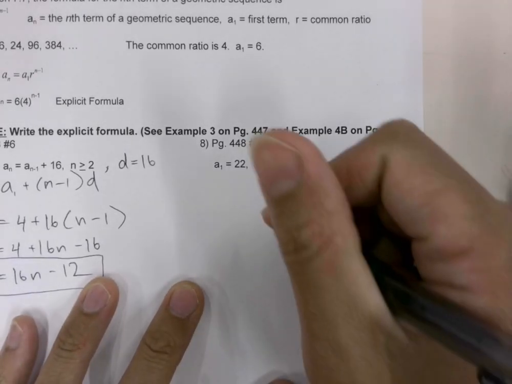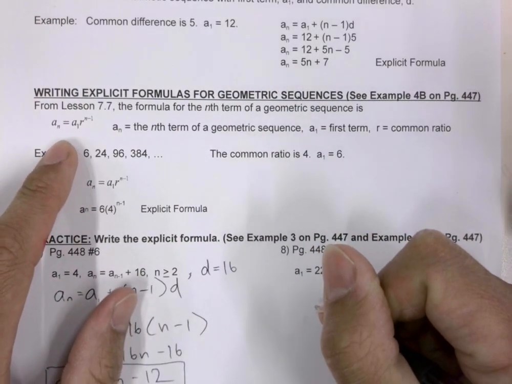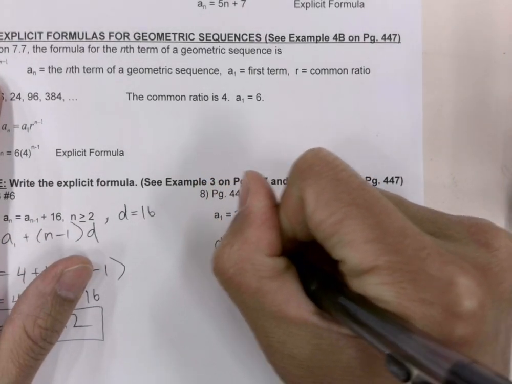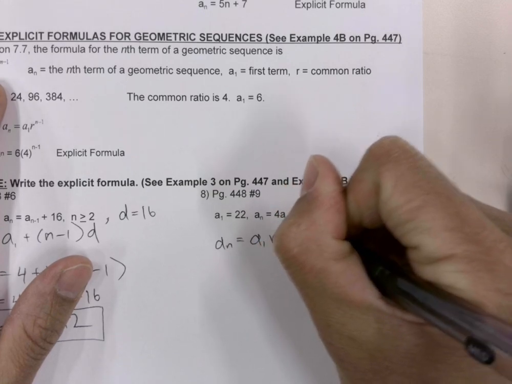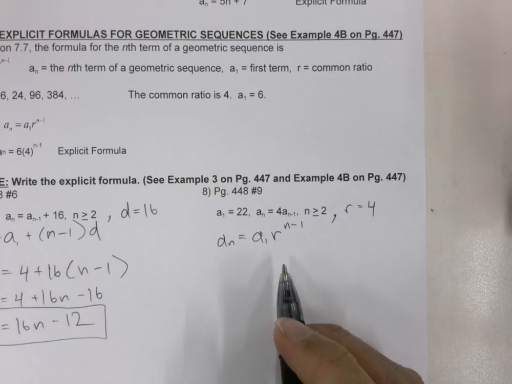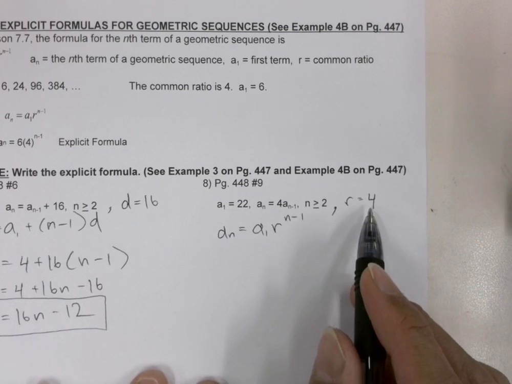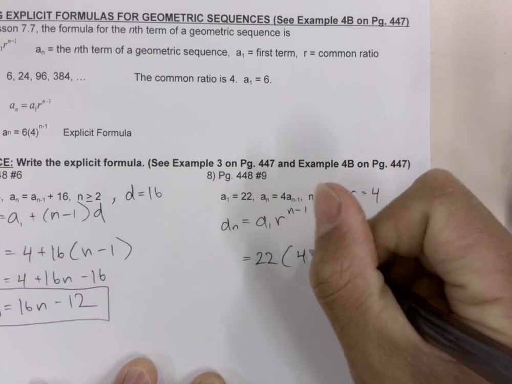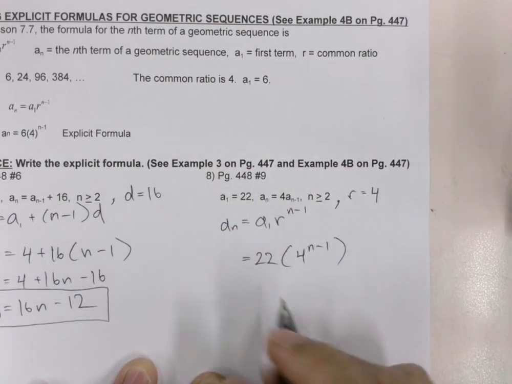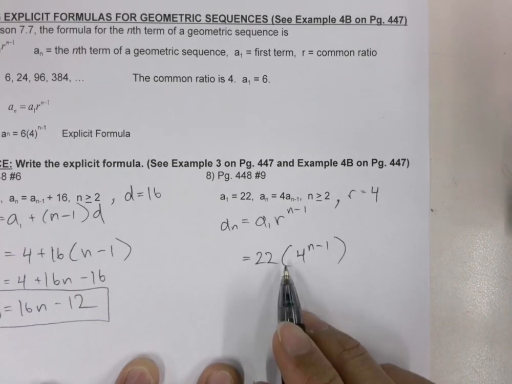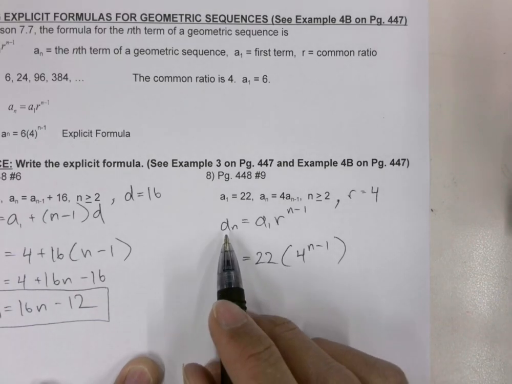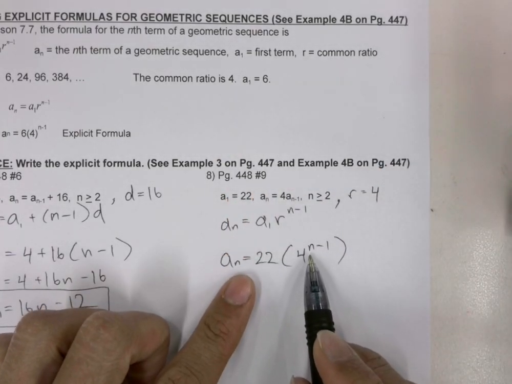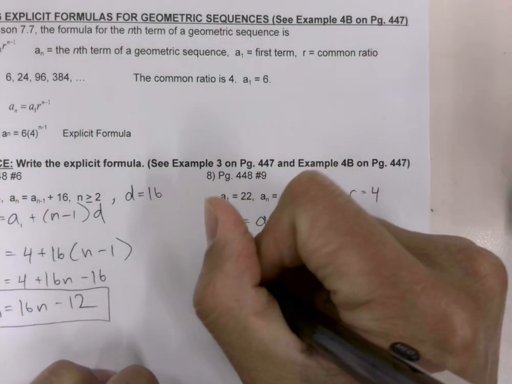So now that I have that, what I'm going to start with is my formula for the nth term of a geometric sequence. So it's going to be a sub n is equal to a sub 1 times r to the n minus 1. I have my a sub 1 is 22, and I have my r, it's 4. So a sub n is going to equal 22 times 4 to the power of n minus 1. And this here is my explicit formula that will give me any term that I want. All I need to do is plug in a value for n. Okay? So I'm going to put a box around this.